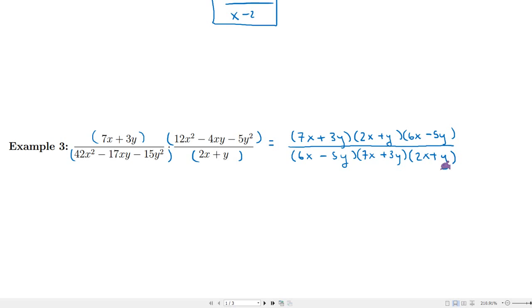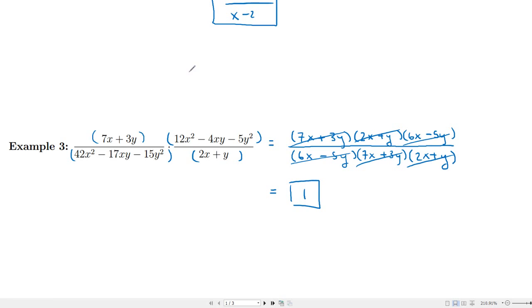Now, does this reduce anymore? So the 7x plus 3y, we can reduce this, and the 2x plus y we can reduce, and the 6x minus 5y also looks like we can reduce. So surprisingly, all that stuff reduces, and we get 1 over 1, which is 1.